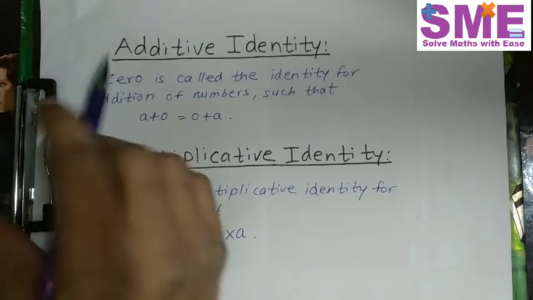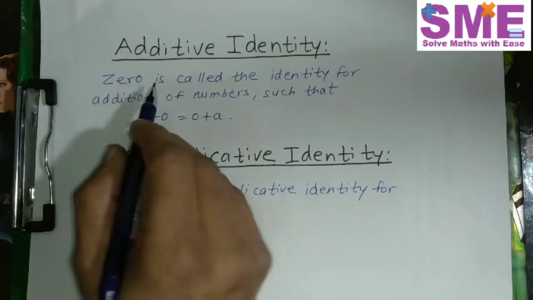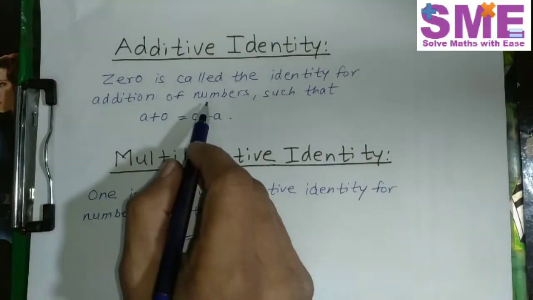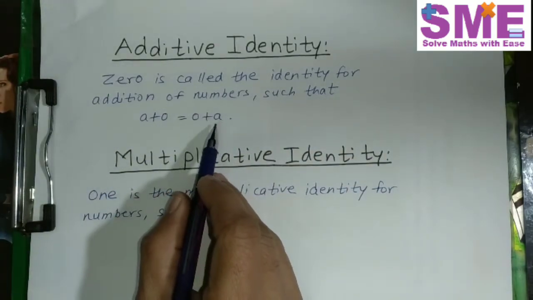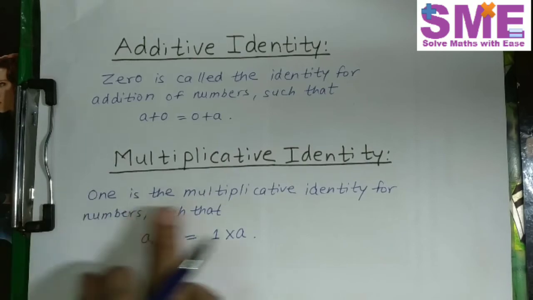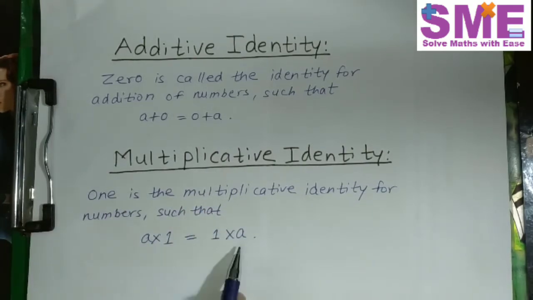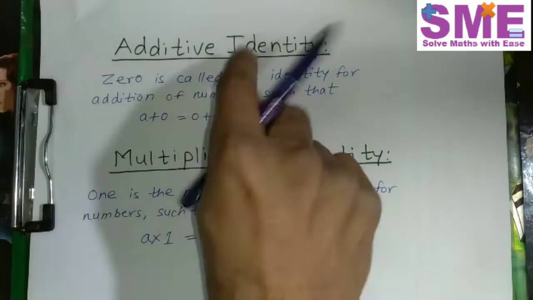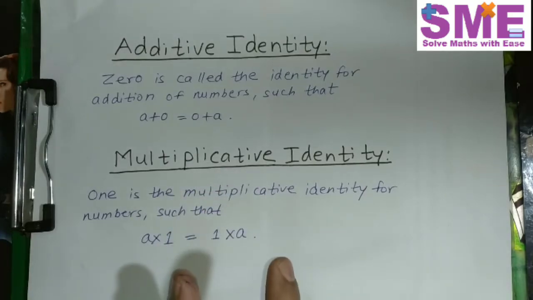At last, let us check what is additive identity and what is multiplicative identity. 0 is called the identity for addition of numbers such that a + 0 is equal to 0 + a. And 1 is the multiplicative identity for numbers such that a × 1 is equal to 1 × a. In both these identities, a can be a natural number, whole number, integer, or a rational number.